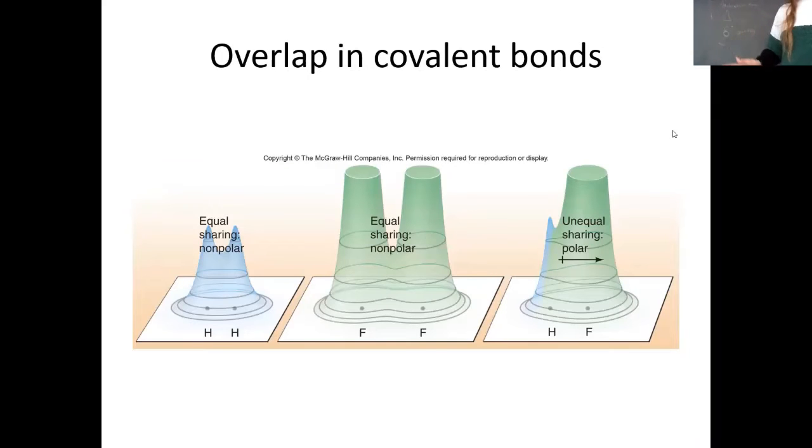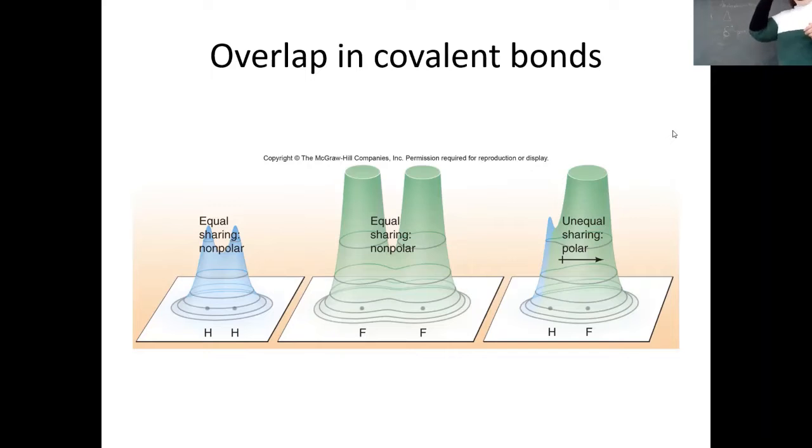Now, that's an ionic bond. Now let's look at some covalent bonds. Hydrogen-hydrogen, purely non-polar covalent. Fluorine-fluorine, purely non-polar covalent. Those two are diatomic molecules, and so they have equal sharing. Fluorine has more electrons than hydrogen does, so the cones are bigger because you're more likely to find an electron in a given space. But they both have a significant overlap in the middle.